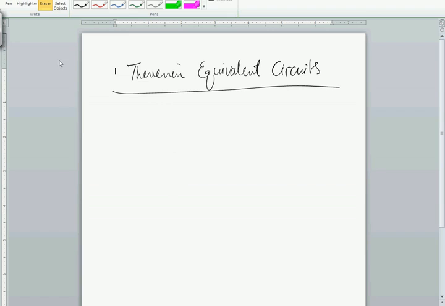This lecture is about Thevenin equivalent circuits. We are going to use two methods to solve the circuit to find the Thevenin equivalent voltage and Thevenin equivalent resistance. The first method is the simplest method that can be used on the circuits that have only independent sources, independent current and voltage sources, and no dependent sources should be there.